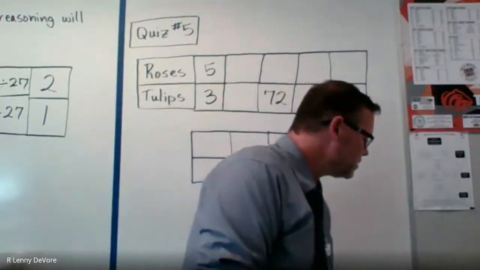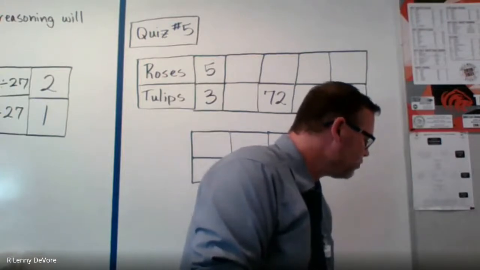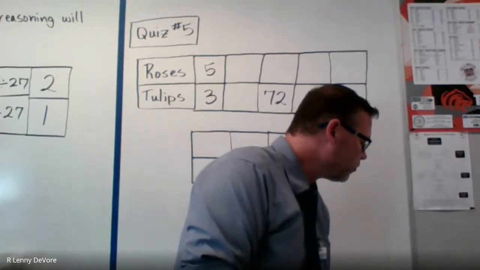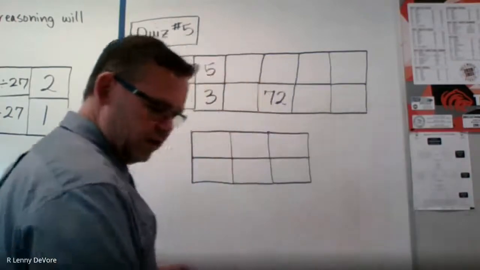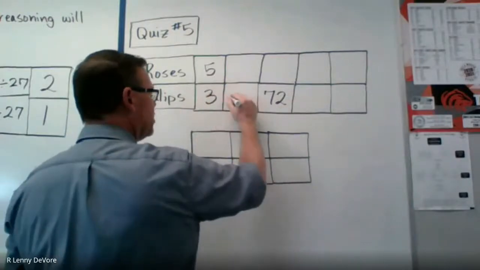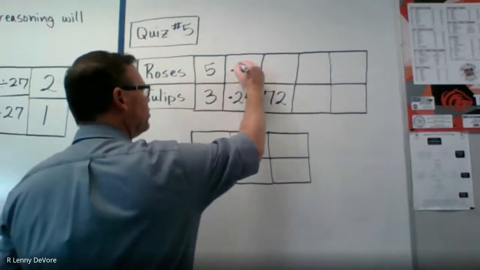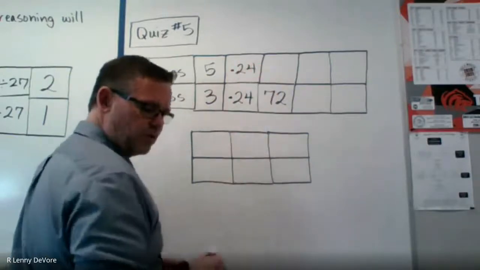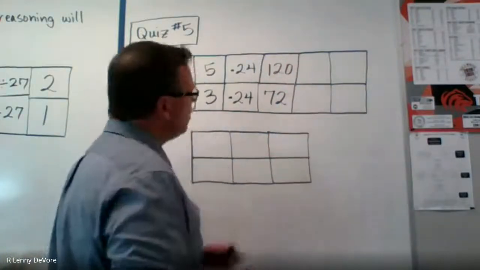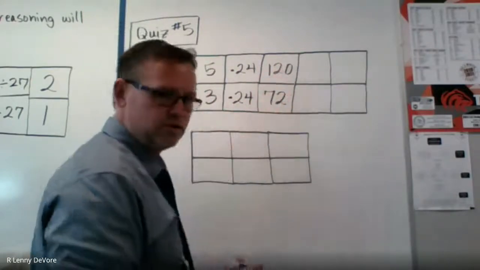And it says, how will the ratio of the roses to the tulips change if the florist uses half of each type of flower to fill an order for a wedding? Okay, let's take this little by little. So first of all, if I divide 72 by 3, I get 24. So I'm multiplying by 24 here. So let's find out how many roses we have. Multiply by 24. If I multiply 24 by 5, I'm going to get 120. Now, I know because it's a 5 to 3 ratio, we have 120 roses to 72 tulips.